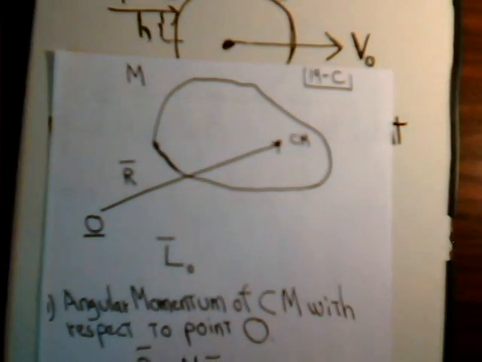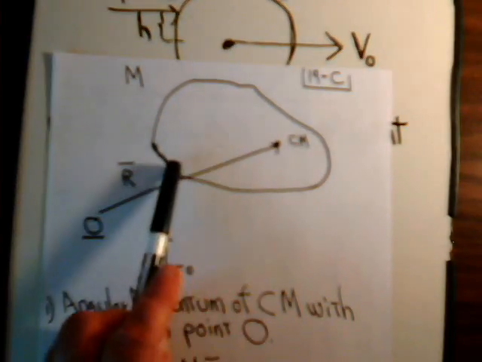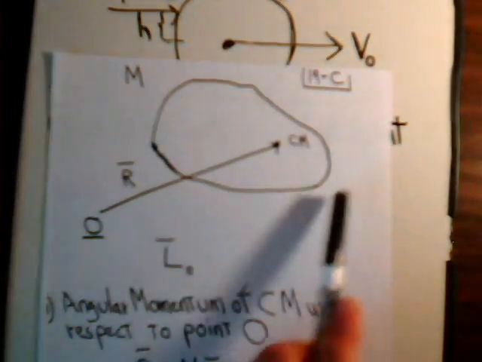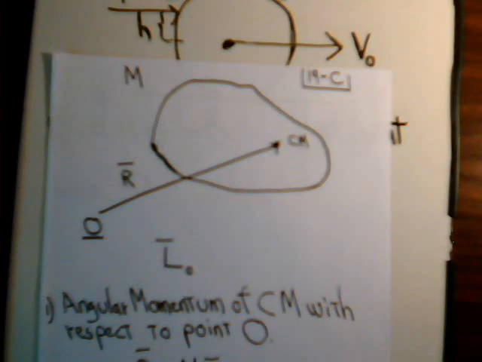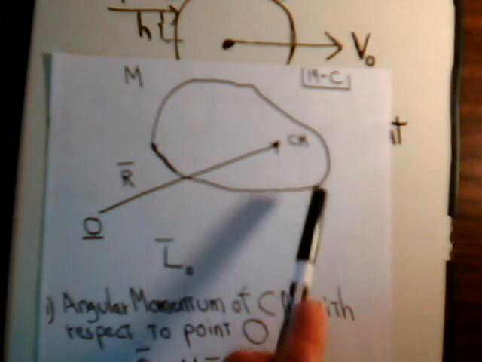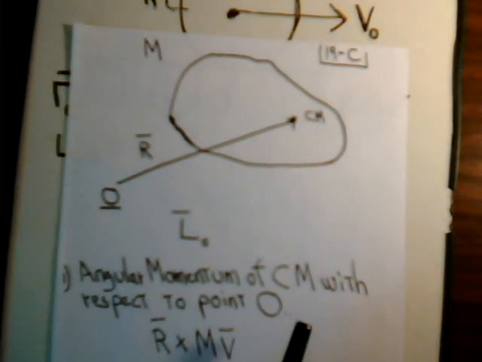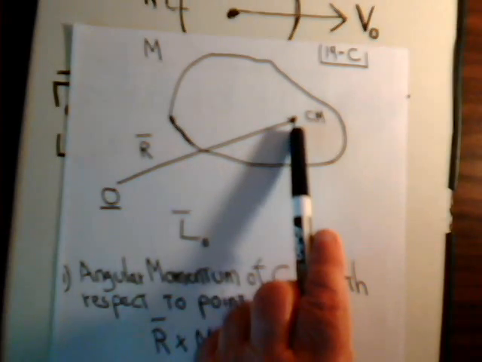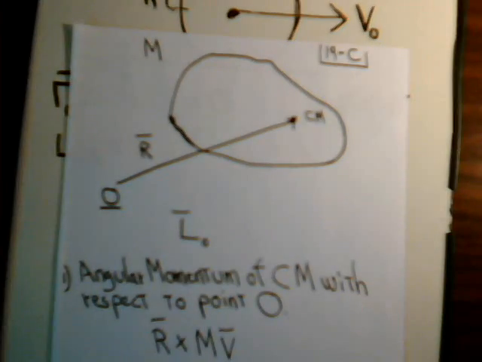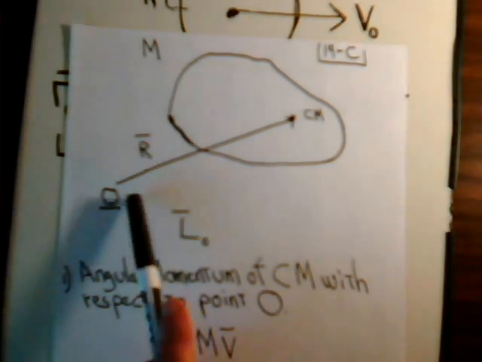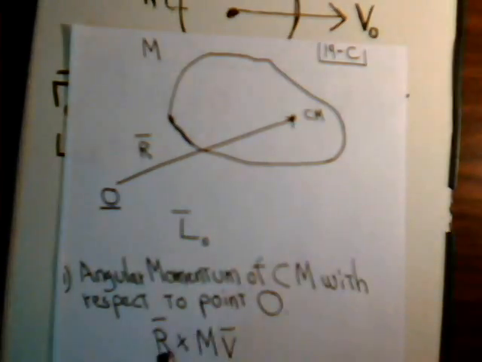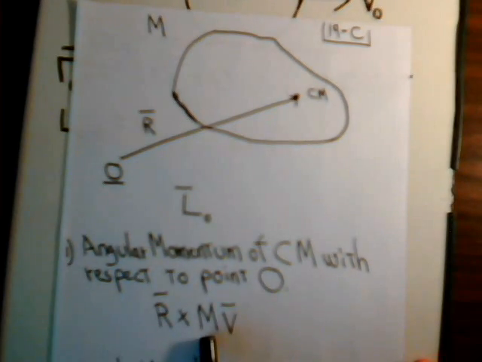Here we have an object, and assume that it has a linear and a rotational velocity, and we want to know, what would be the angular momentum of this object with respect to point O. The first component is the angular momentum of the center of mass with respect to point O. And that's just the position vector r cross the total mass of the object and the velocity of the center of mass.